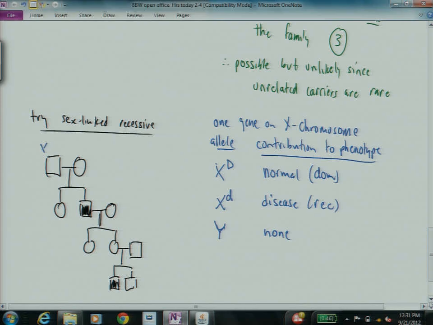What's on his X? Big D or little d? What's he got to be? He's got to be big D because he's normal. The guys you know right off the bat.